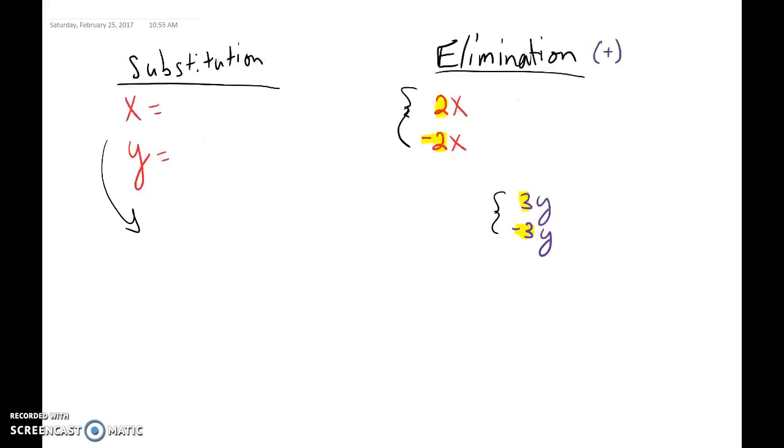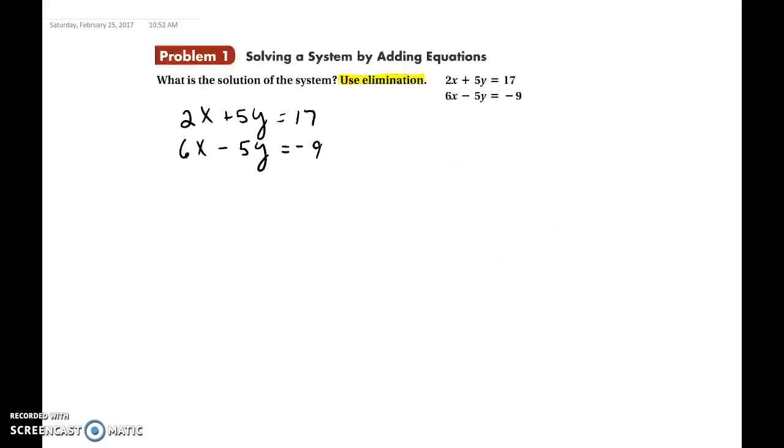All right, so now let's go ahead and do a problem, and we're going to solve this using elimination. So first we're going to rewrite this out. 2x plus 5y is equal to 17, and 6x minus 5y is equal to negative 9. All right, now as we already talked about, our goal is to have an x value be the same number but different signs, or the y value be the same number but different signs. And if they are, we can just add down. Well, if we look here, we have positive 5y and negative 5y, so it's already set up for us.